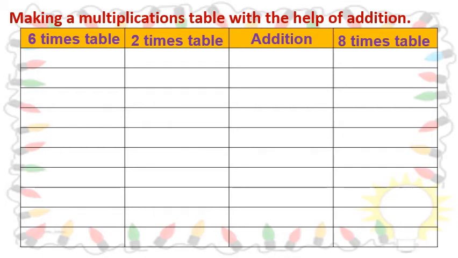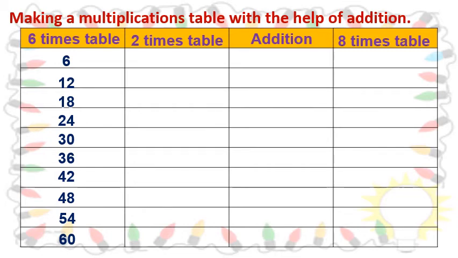See, I will write first here 6 times table. 6 1s are 6, 6 2s are 12, 6 3s are 18, 6 4s are 24, 6 5s are 30, 6 6s are 36, 6 7s are 42, 6 8s are 48, 6 9s are 54, 6 10s are 60. You know this table, correct?